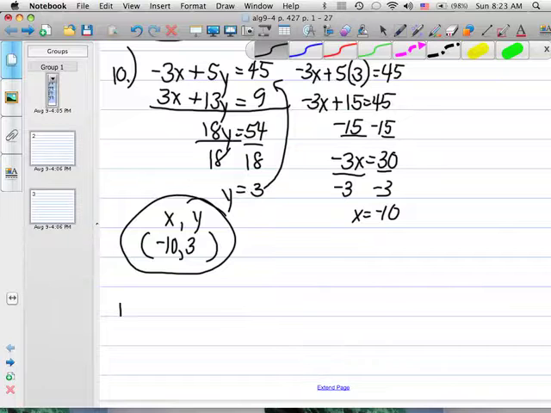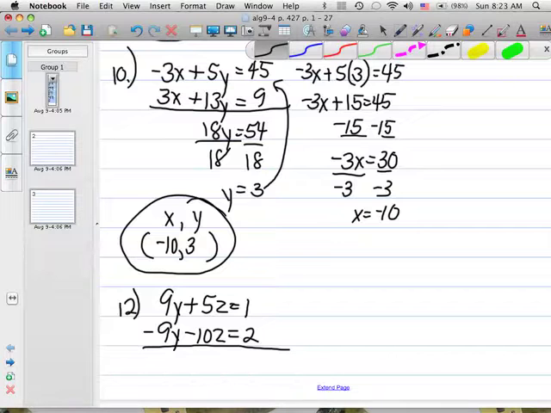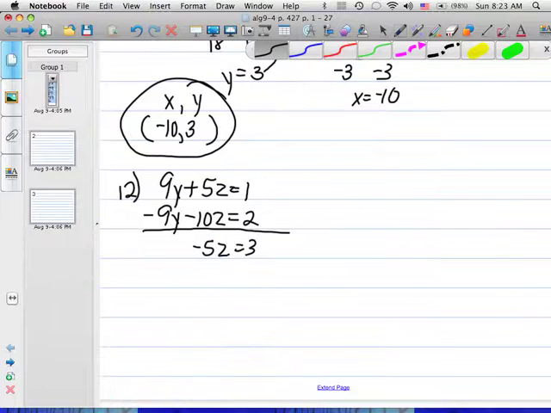And problem number 12, we have 9y plus 5z equals 1. Second equation, -9y minus 10z equals 2. Since the signs are opposite here, we just add them, and that'll go away. So we'll have -5z equals 3. Divide by -5, and we get z equals -3/5.